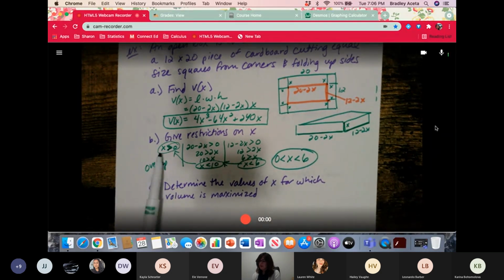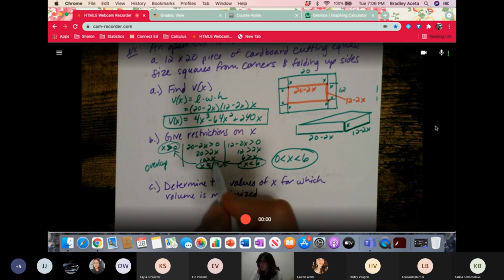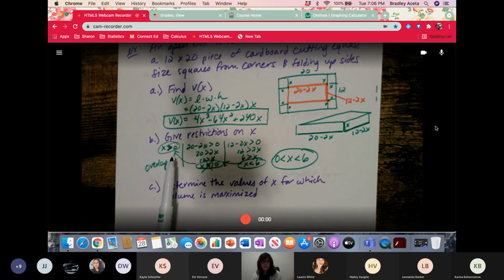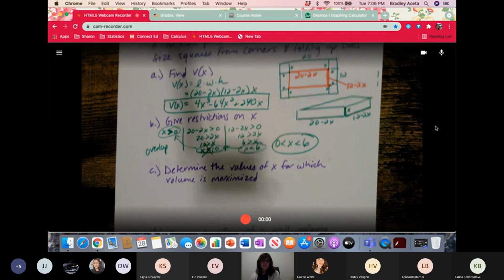If I am greater than 0, but my values are less than 10, according to this one, I can have values less than 10, but according to this one, I can only have values less than 6. So I need to choose the less than 6, but the bigger than 0. Okay, it has to be positive. So I wouldn't be able to have a 7. If I had a 7 right here, that side would be -2. So it doesn't work out. So those are the restrictions on x.